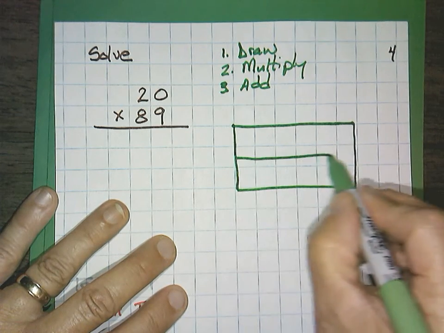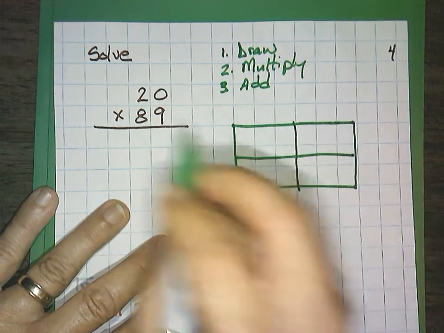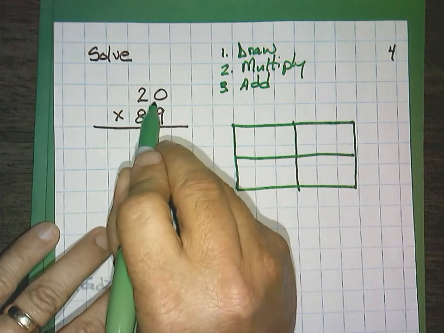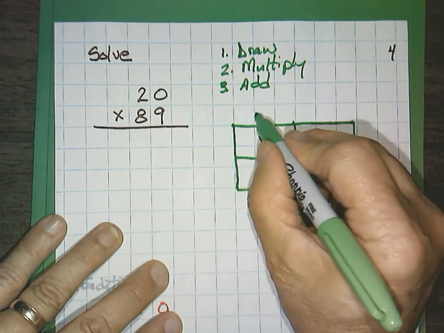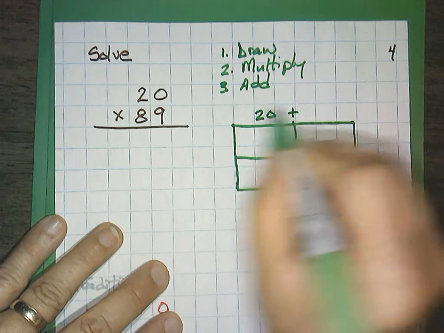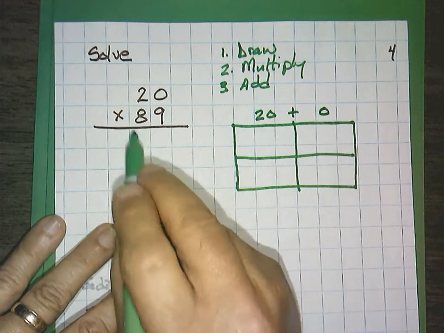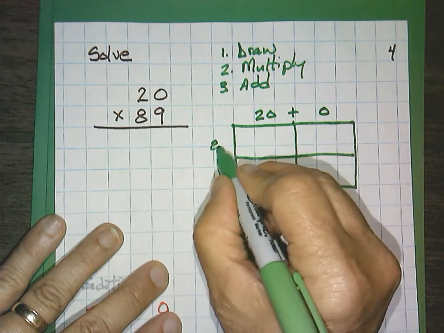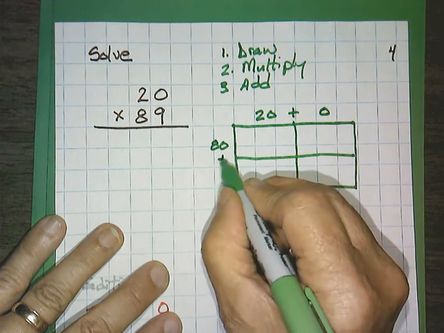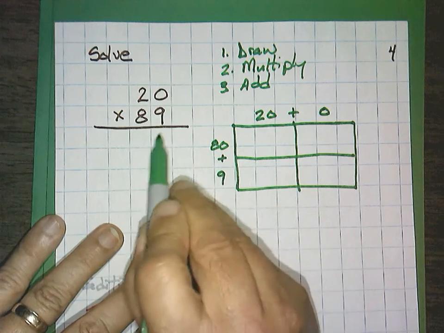And I'm going to kind of divide that into 4. 20, what's interesting, is 2 tens, which is 20, plus, notice here I have nothing. So I'm just going to write that as 0 ones. Now, 89 is 80 plus your 9 ones.